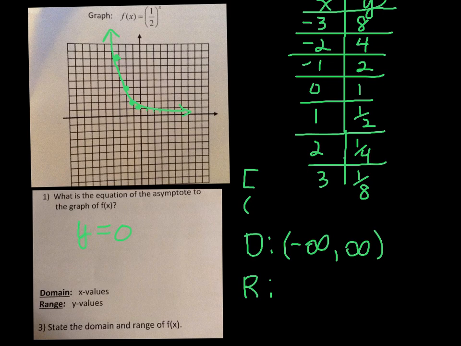Okay, so if we want to then write the range, we would say 0. Now we're not including 0, because remember, there's an asymptote at y equals 0, so we don't hit that value. And we go all the way up to infinity, and we never include infinity.